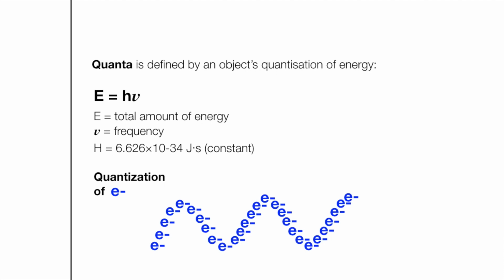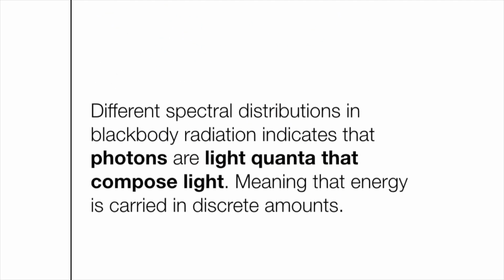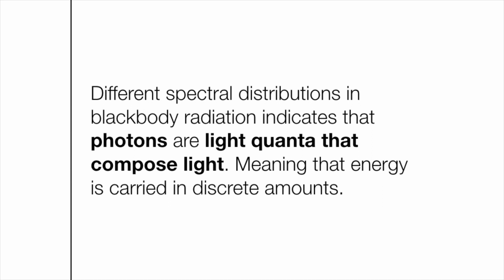With respect to proving his hypothesis, he visualized it using the quantization of electrons. The idea of electron quantization in itself is visualizing electrons as a wave. Planck's observations yielded strong evidence that electron motion is quantized. Different spectral distributions in blackbody radiation indicate that photons are light quanta that compose light, meaning that the energy carried in photons comes in discrete amounts.